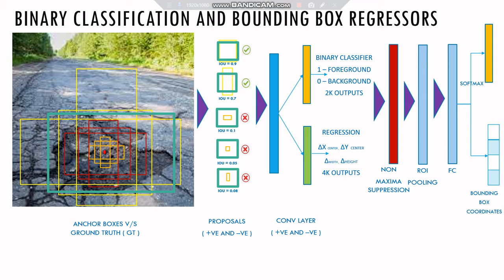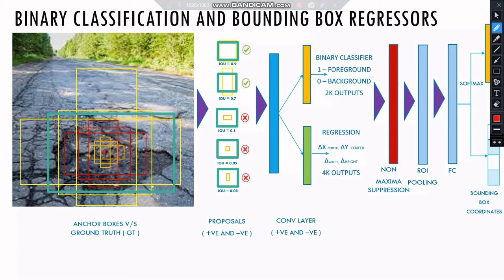The second part is the regressor. Here the regressor means you had to find the bounding boxes. Let me explain the concept of bounding boxes. It's not the literal x and y coordinates which are predicted here. What is predicted is the deltas. There are 4 different deltas which are predicted.